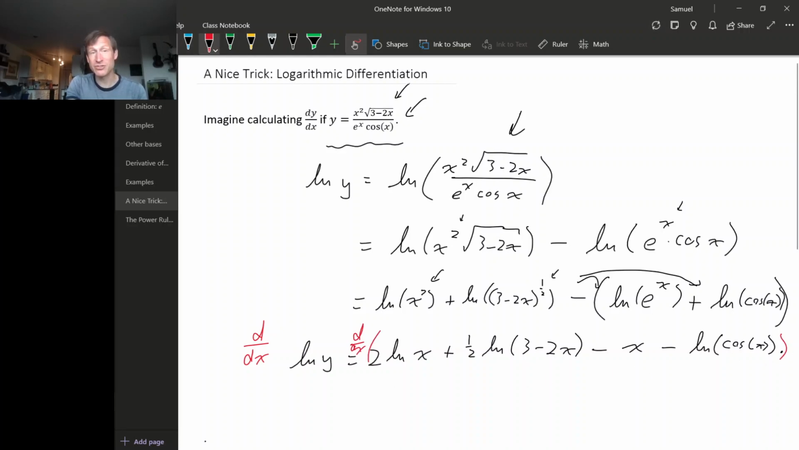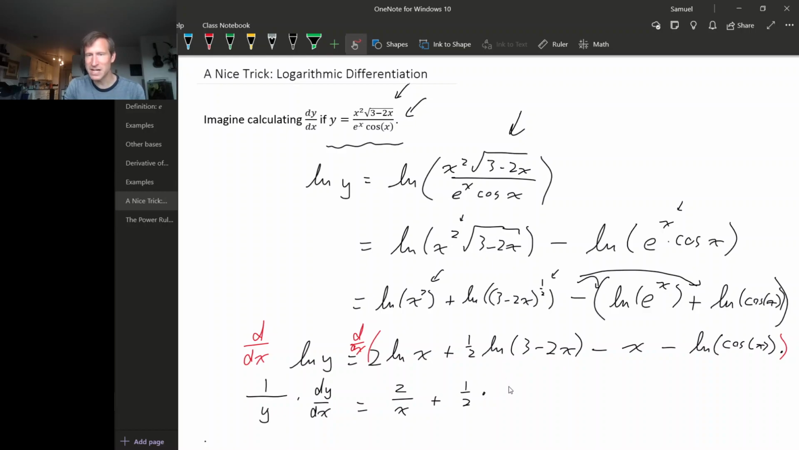So on the left, we have to use the chain rule. Derivative of natural log of y, well, that's 1 over the thing inside, which is y, times the derivative of y, which is dy dx. And then on the right-hand side, all of these derivatives are going to be pretty straightforward. So 2 times derivative of natural log x, that's 2 over x, plus 1/2 times derivative of natural log 3 minus 2x.